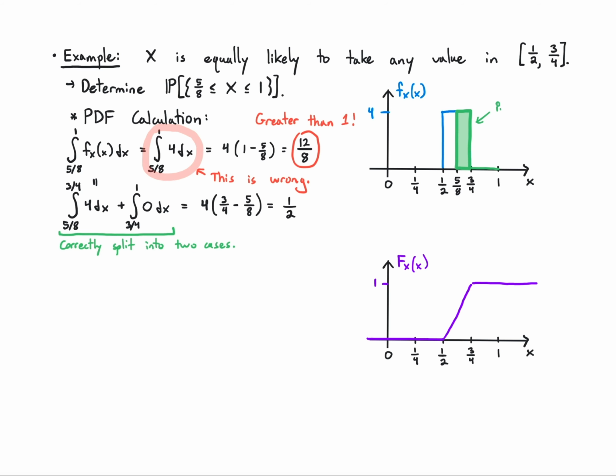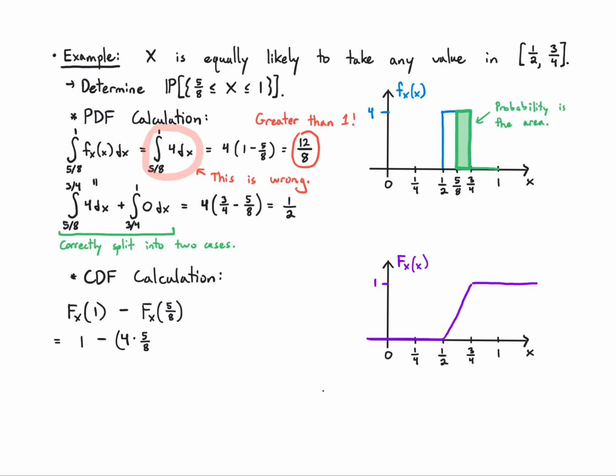Let's see how it works in the CDF. So the nice thing about the CDF is that we just won't run into these problems. Let's see why. I'm going to take the difference in heights. I'm going to plug in 1 and 5/8. So I'm going to have 1 minus 4 times 5/8 minus 2, right? That works out to be 1 minus 5/2 plus 2, and that's going to be a half, which is the same, which is great.